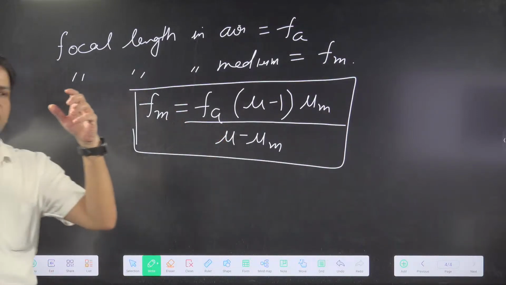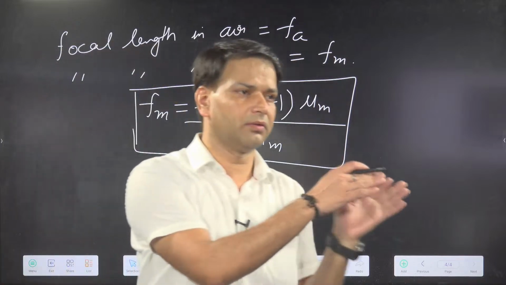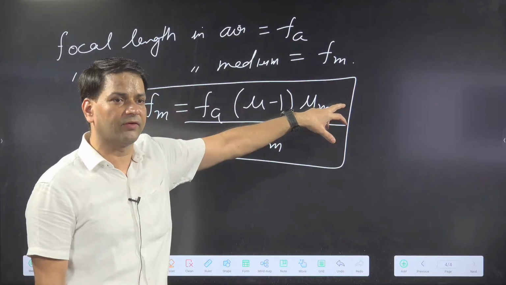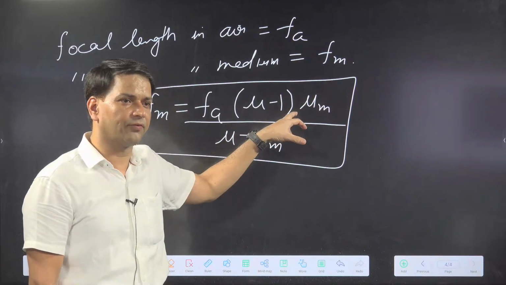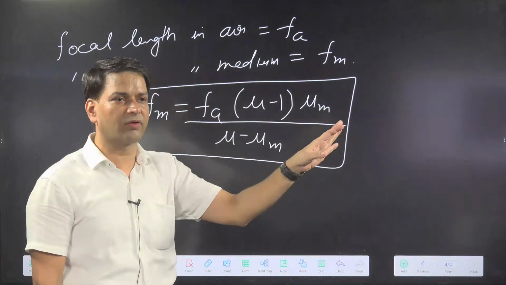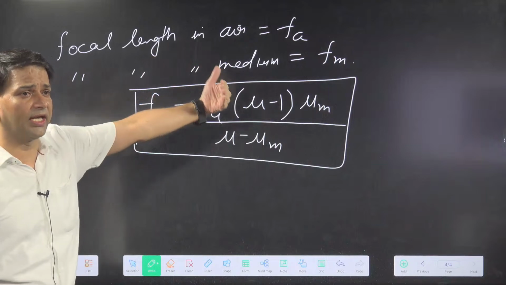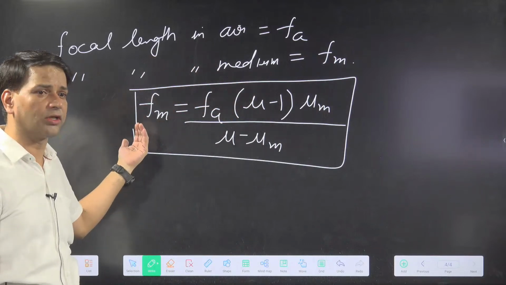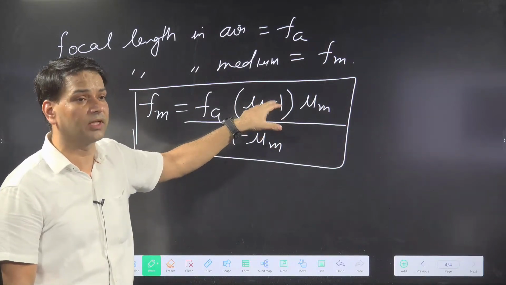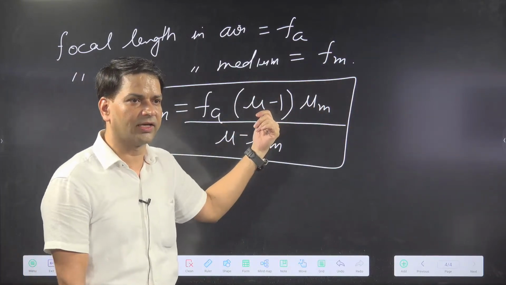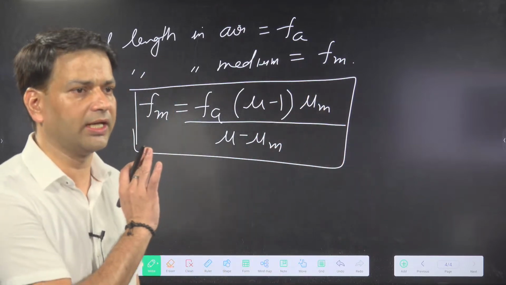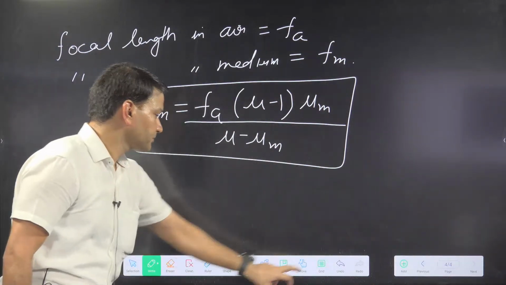Medium, maybe you put the lens in water, in the NCERT they have given the lens is put in water. So when you put the lens in water, the medium you will take is the refractive index of water. Mu is the refractive index of the material of the lens. So here they have not given the data about R1, R2. They have given the focal length in air, they are asking the focal length in water. So FA we will put, mu minus 1, mu is the refractive index of the lens, like glass, which they will give. Mu m is the refractive index of water, okay? After that we will get the focal length in the medium, okay?